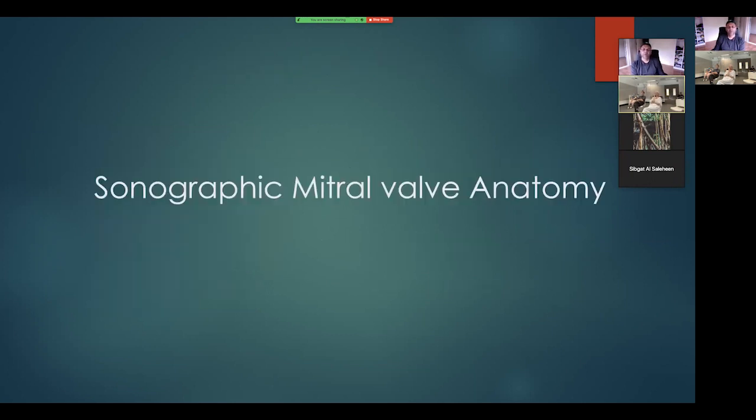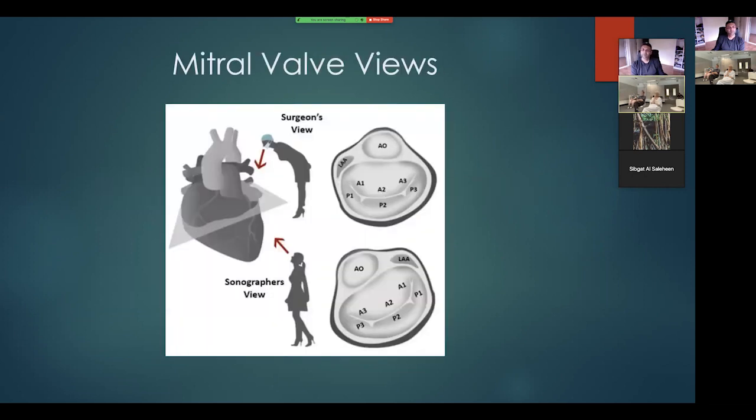And let's talk about sonographic mitral valvulopathy, which is where the money is. So these are the two views, surgeon's view and sonographic view. When surgeons are looking at the valve during the surgery, it will look like this. So there's no change in anterior or posterior, but there's a change in lateral and medial.